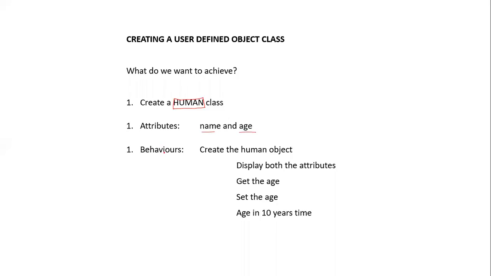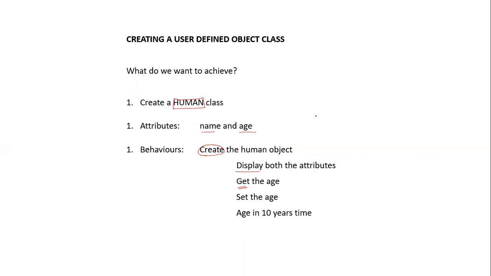And it needs to behave in a certain way, whereby I need to be able to create the human object. Obviously, that's the first thing that needs to be done. Once the object is created, I need to be able to display my attributes of name and age. I should also be able to get just the age. I'm not interested in getting the name. I should be able to set the age to a new value. Again, I'm not interested in changing or setting the name. And I'd also like to return the age of the person in 10 years' time.